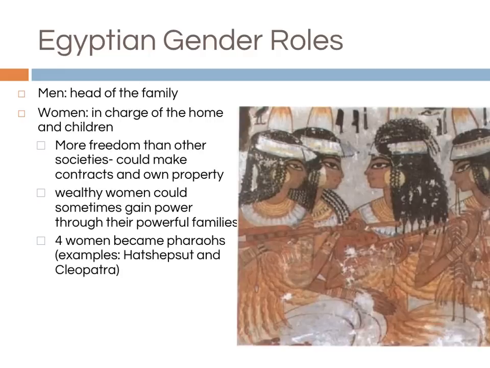And there are examples of wealthy women who sometimes gain power through their families. So for example, there are 4 women who became pharaohs in Egypt. Hatshepsut and Cleopatra are probably the most famous. So what I don't want you to think here is that the average Egyptian woman had a lot of rights, because she did not. But in a case where the woman already had a very powerful and wealthy family, sometimes she was also able to have influence.